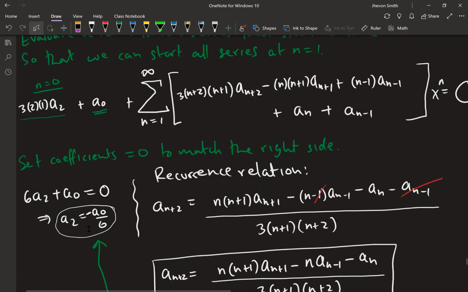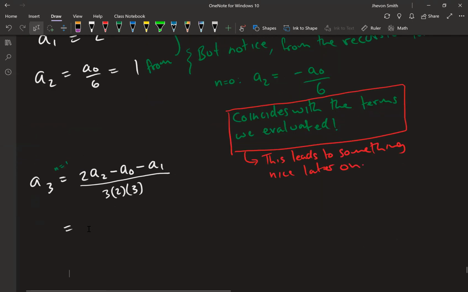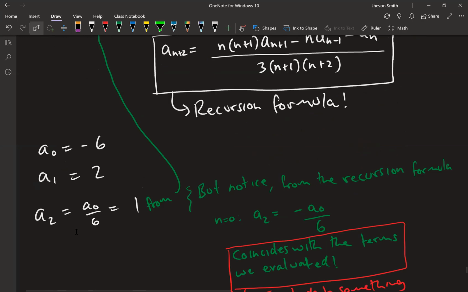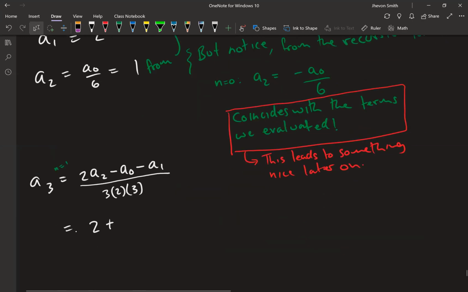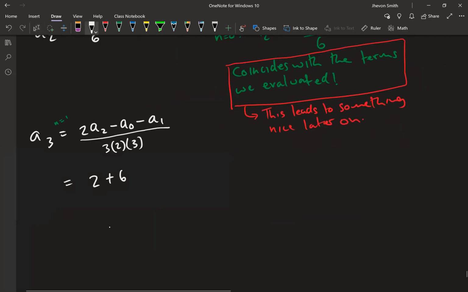And now what I'm going to do is plug these guys in. My A2 is actually 1, so that's just 2. My A0 is minus 6, so this will become plus 6. My A1 is 2, so this is minus 2. So of course the 2's cancel, and I'm left with 6 over that. And so now you just realize that that actually simplifies to a third.